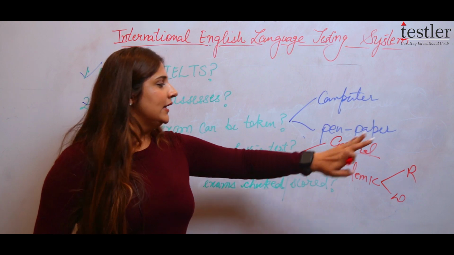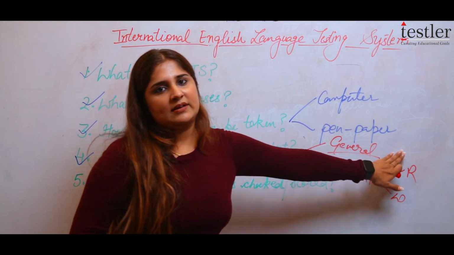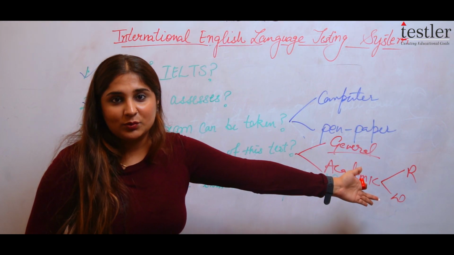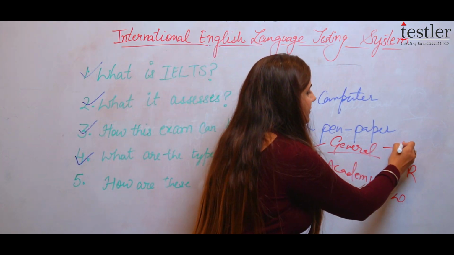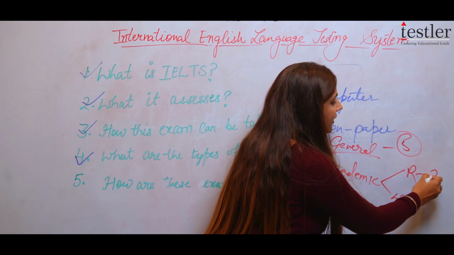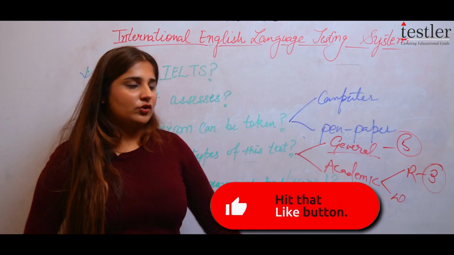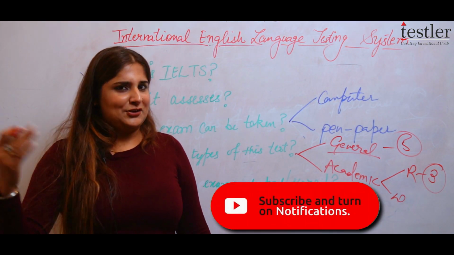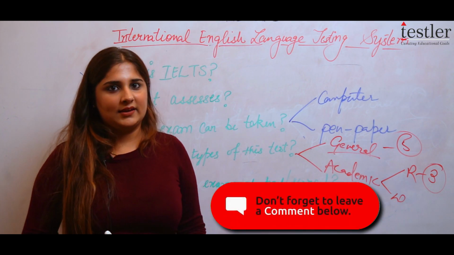Same in this case. In general case, we get reading passages as we get in academic as well. But in general, we get approximately 5 passages. But in reading academic, we get 3 passages. So rest of the things I'll be explaining in our other videos, that how these are being segregated.